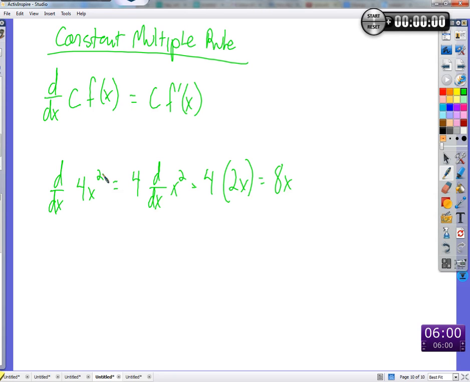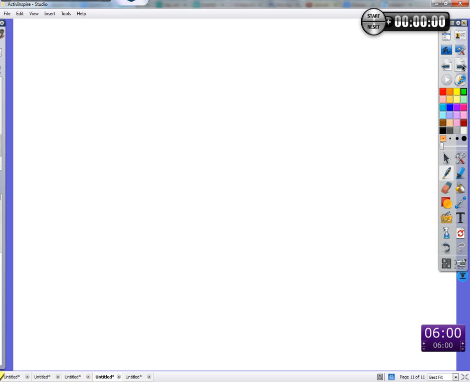This will always work no matter what this function is. If it's just multiplied by a constant, we'll multiply the constant by the derivative. So constants and a function all work the same way. A constant times a function, the derivative of that would be a constant times the derivative of whatever that function is.